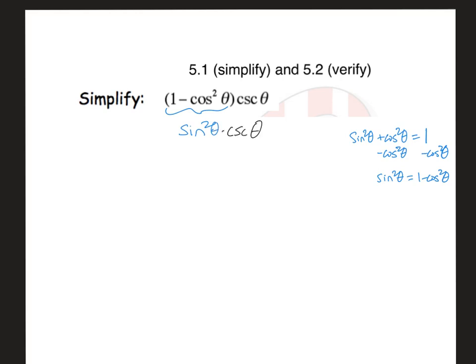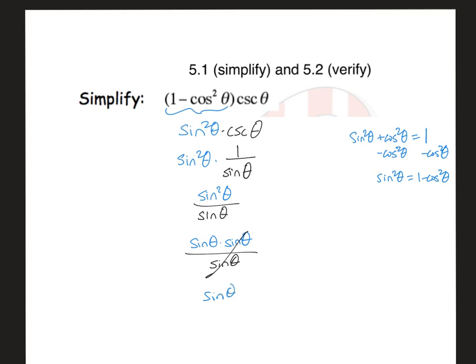And that's times cosecant theta. Now, cosecant we know is 1 over sine, so that might be helpful to change it. And since I'm multiplying, I could combine them into a single fraction. And I have 2 sines on the top and only 1 sine on the bottom. So I can cancel 1 from the top and 1 from the bottom, and I'll just be left with a sine theta. And that looks very simplified, so we would be done.